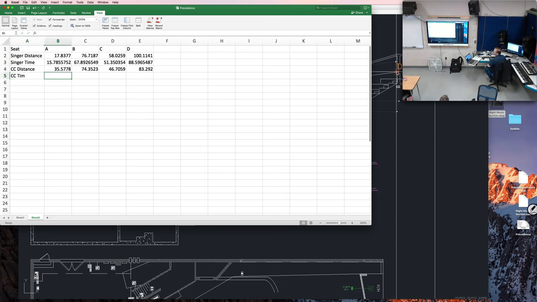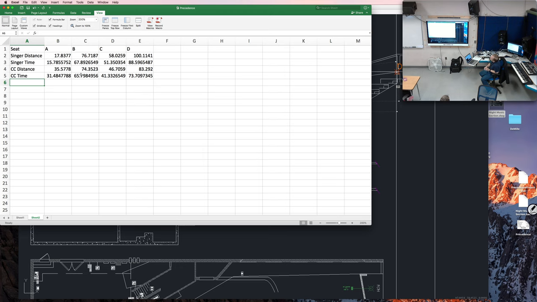So now I want to know how long it will take for the sound from the center cluster to get to each of those seats, given these distances. So same deal. I'll just say equals that distance divided by 1.13. Okay? And then I'll copy those over. Excel does so much more math. I have no idea what this program did. All right, so it's a math program.